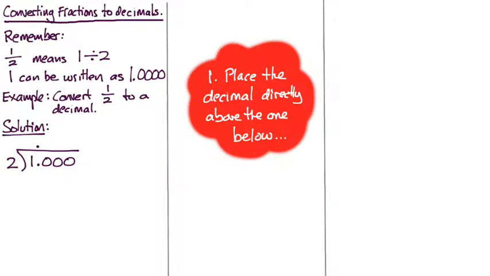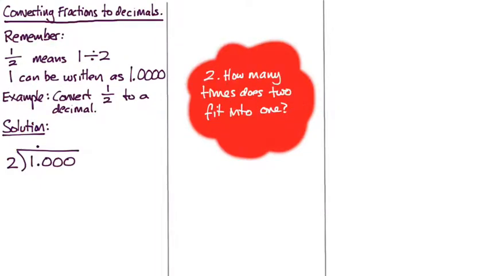So the first thing we're going to do is place the decimal directly above the one below. And what I mean by that is if you have a look, the decimal point in our question is going to be in exactly the same place in our answer. So let's always put that in place first.